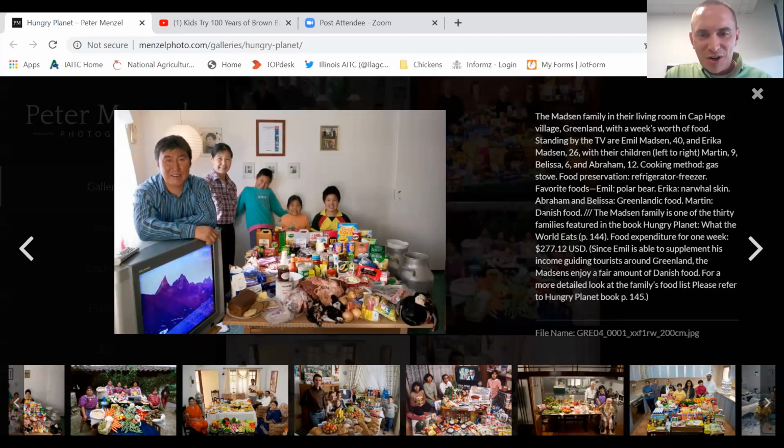time. They also talk about one of the daughters, their favorite food is polar bear meat, and the other is narwhal skin. So again, things that we or our students might at first glance think, oh, that's weird to be eating that. We need to not take that for granted so much, that there's this diversity of what people eat around the world, and we need to open our eyes to that a little bit more. Again, this book's a really good way to do that.